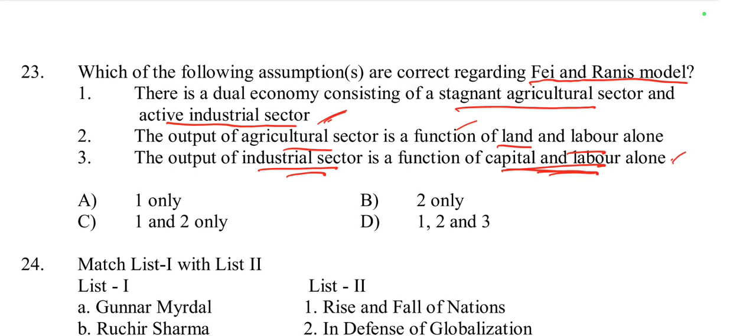the first option is that there is a dual economy consisting of a stagnant agricultural sector and an active industrial sector. This reflects the model's focus on the contrast between the traditional agricultural sector and the more dynamic industrial sector. This is right. Then the second option is that the output of the agricultural sector is a function of land and labor alone. This assumption highlights the traditional nature of agriculture in the model. Then the output of the industrial sector is a function of capital and labor alone. This reflects the industrial sector's dependence on capital and labor for production. So here all the options are right. So 1, 2, 3 are all correct assumptions regarding the Fei-Ranis model. So the answer is option D.